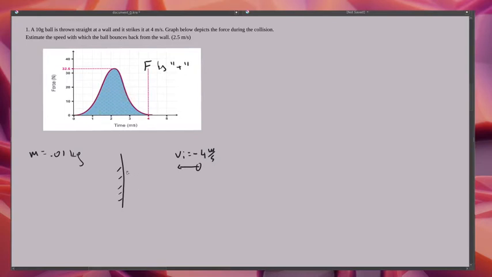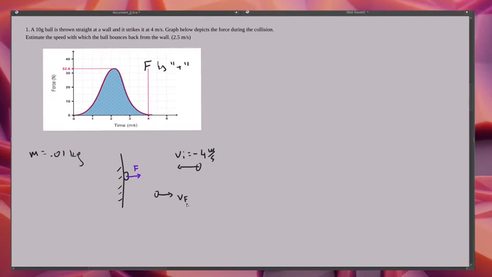So when this object collides with the wall, during the collision, the force points in which direction? In a positive direction, because the graph shows me that the force is positive during this time interval. And if the force is positive, then the object must be coming from the right, moving towards the left. That also means that after the collision, when it's moving right, its velocity must be positive.